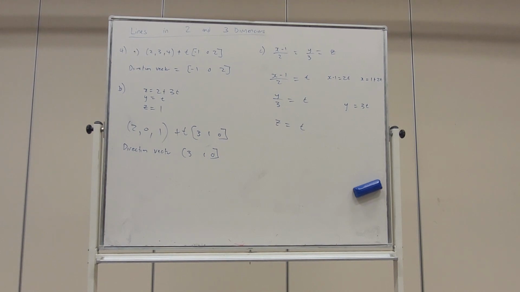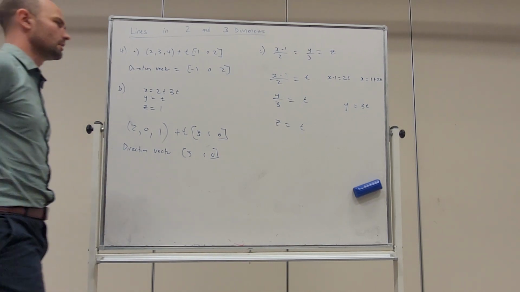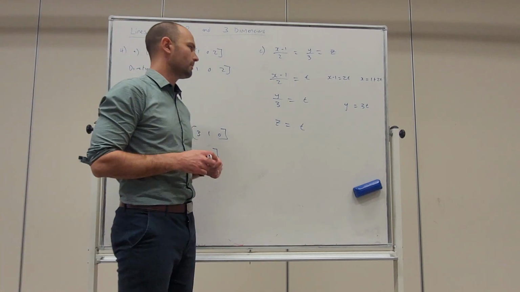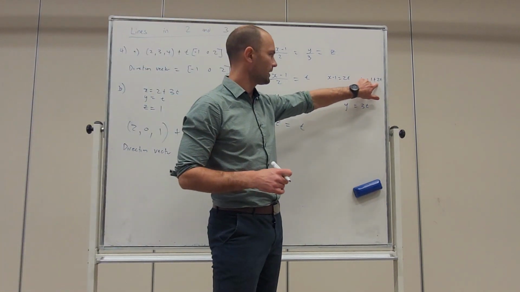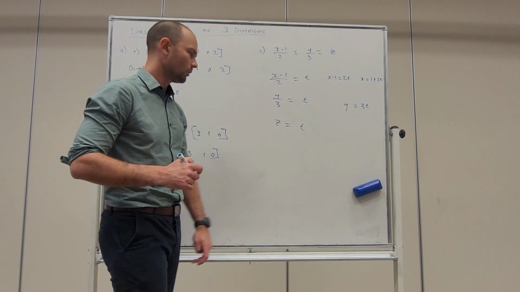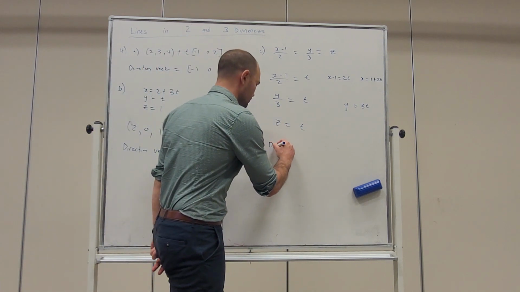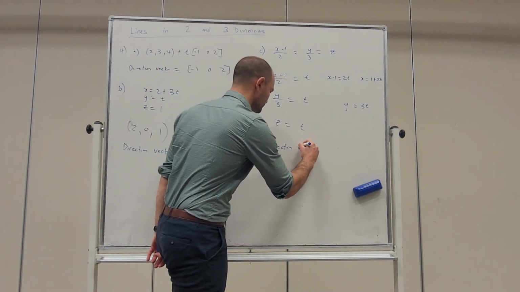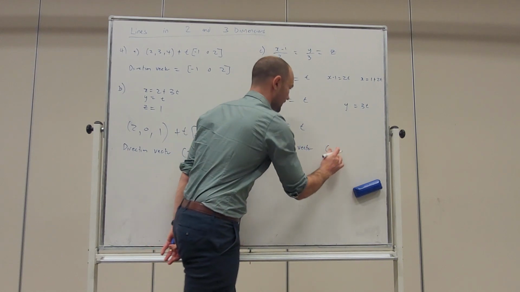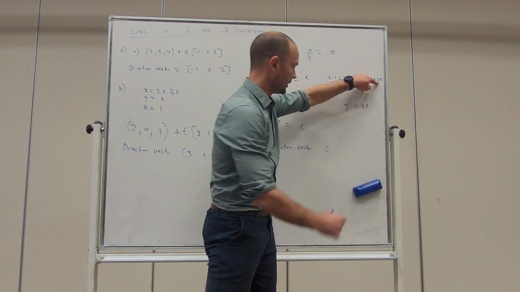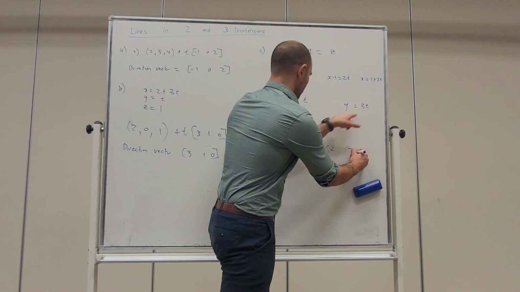So we have moved there from the Cartesian form to the vector form. We're told the x coordinate, the y coordinate, and the z coordinate, and we want to know what's the direction vector of this line. Okay, and they're just the coefficients of t. So we'll have 2, 3, 1.